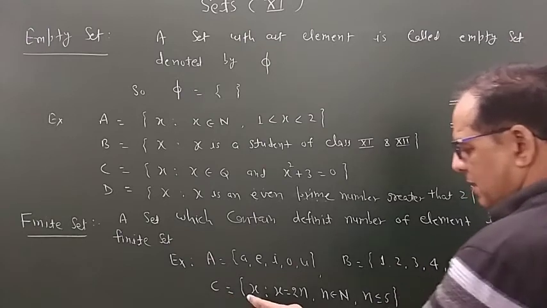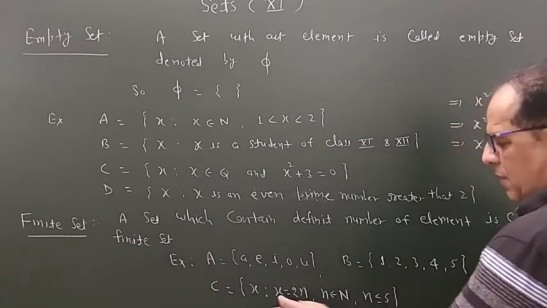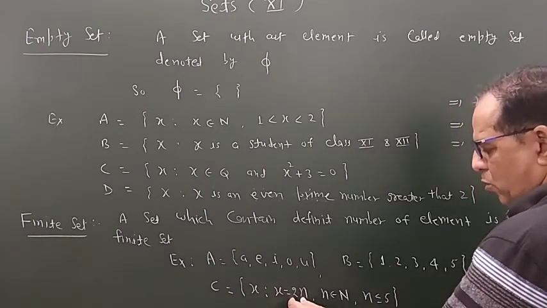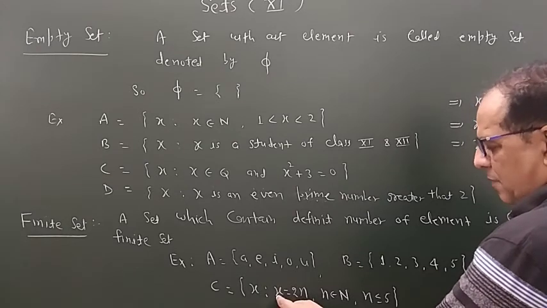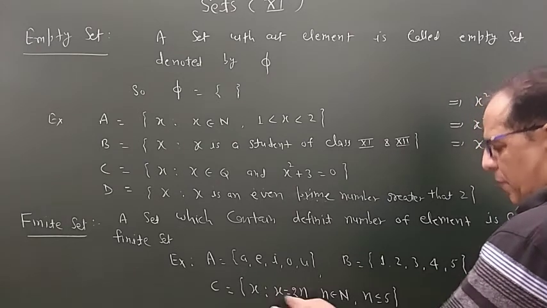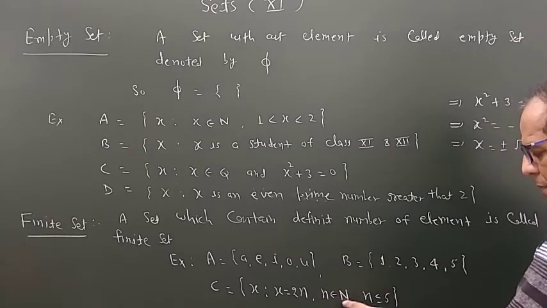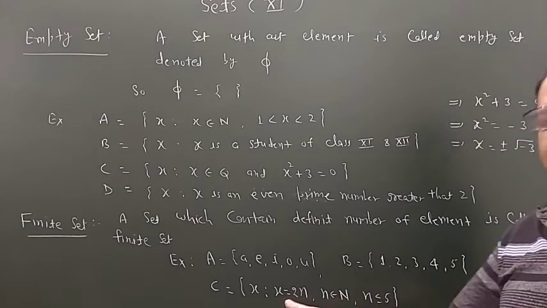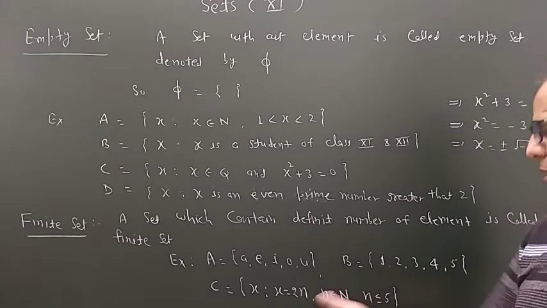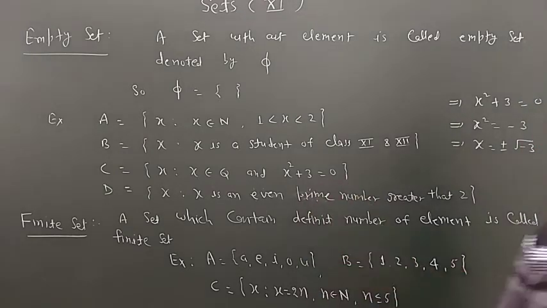C equal to {x : x equal to 2n}. That means x is expressed in the form of 2n, so x are in the form of even numbers, where n is a natural number less than or equal to 5. So they are also fixed. So we have only 5 elements, 2, 4, 6, 8, 10. So this is also an example of a finite set.